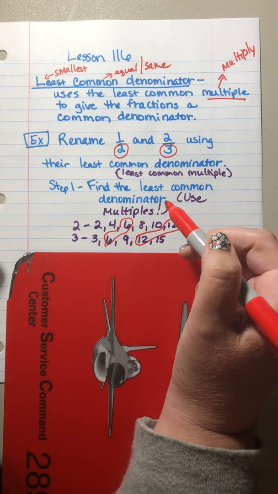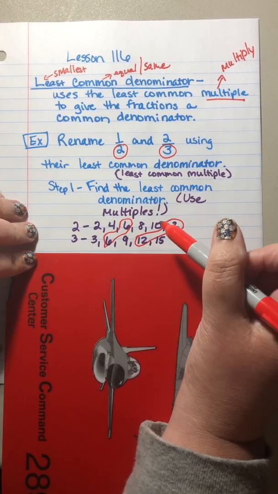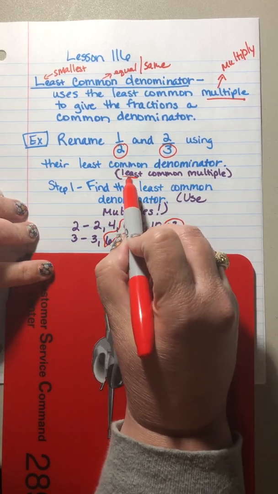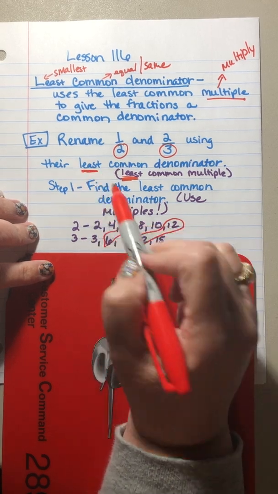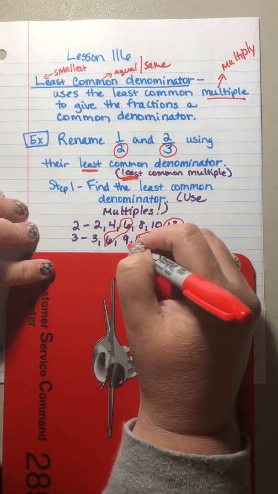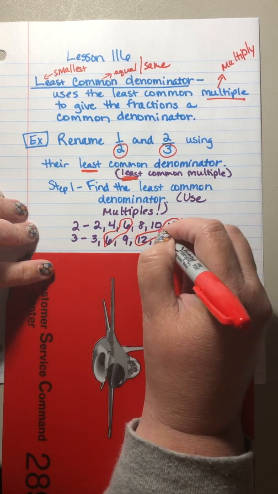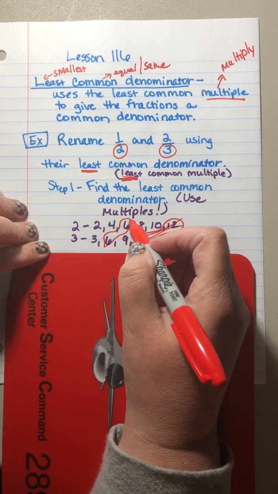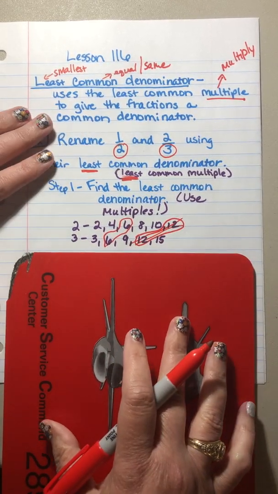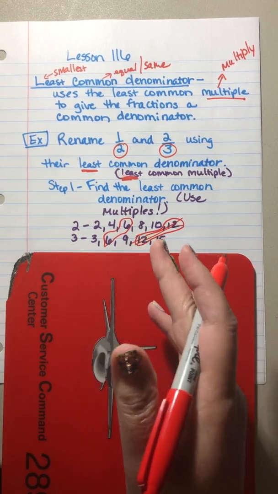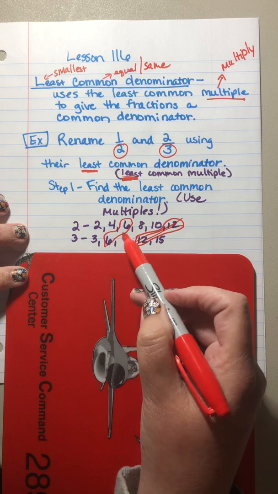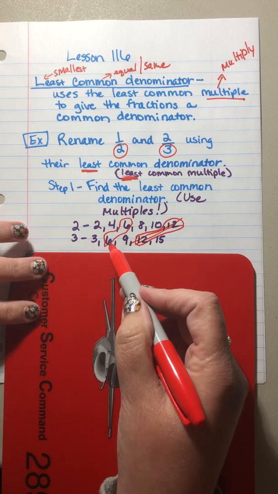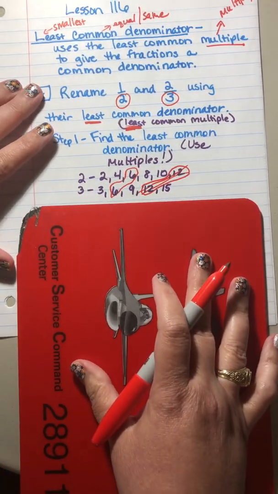So a common multiple means they both have it. But I'm looking for one particular type of multiple, their least, so the smallest. So I'm not going to use 12, I'll just mark through it. I'm going to use 6 because that's the smallest of their multiples. So I know that my least common denominator is going to be 6. My least common multiple, 6, is going to be used as my least common denominator.